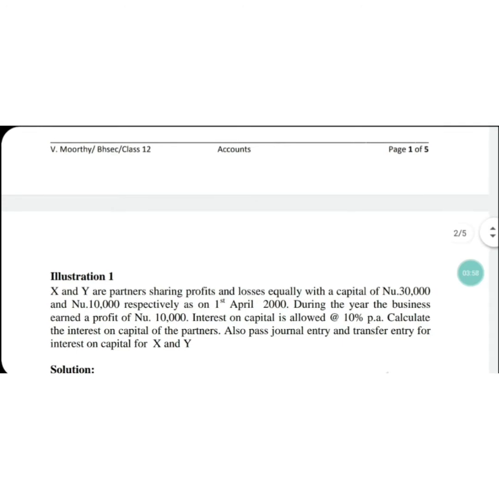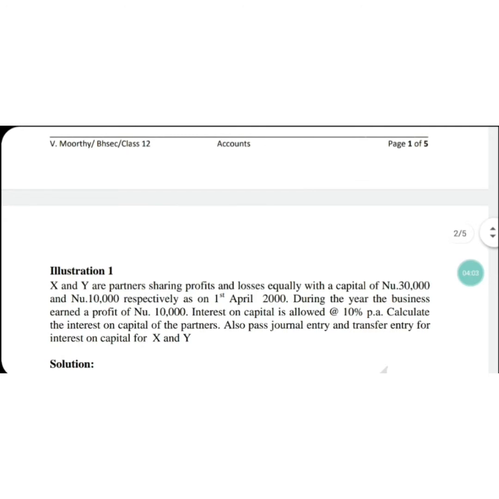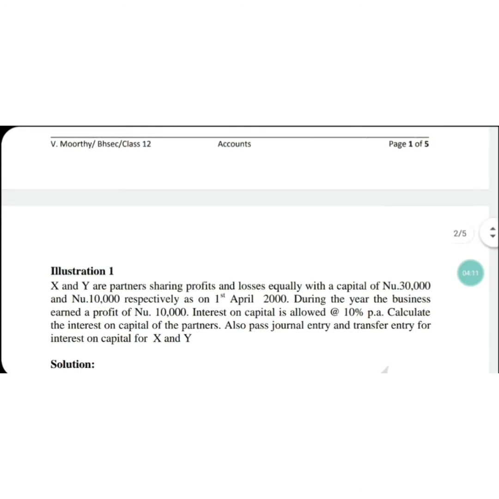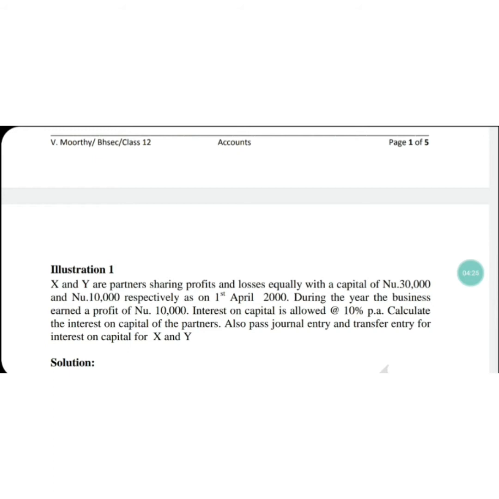Based on the above explanation, we can see some illustrations or examples with regard to the interest on capital. We can start with a simple illustration. X and Y are partners sharing profits and losses equally with a capital of 30,000 and 10,000 respectively as on 1st April 2000. During the year, the business earned a profit of 10,000. Interest on capital is allowed at the rate of 10% per annum. Calculate the interest on capital of the partners. Also pass the journal entry and transfer entry for the interest on capital of X and Y.